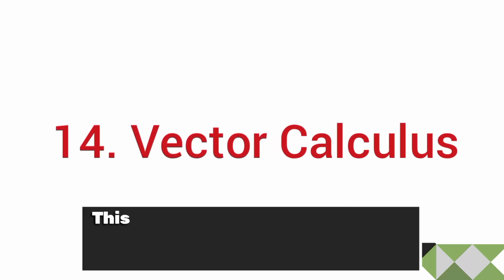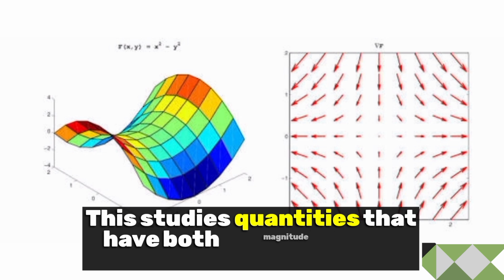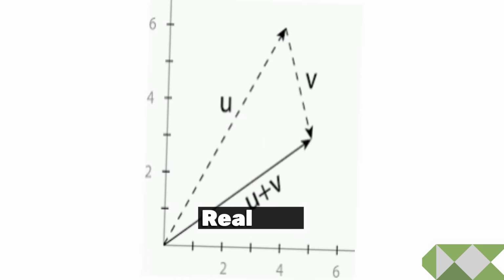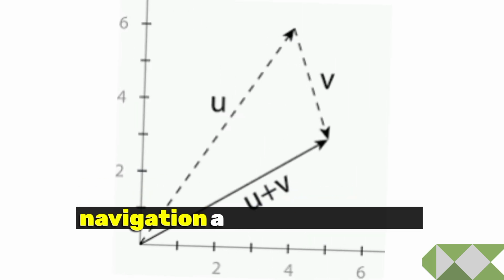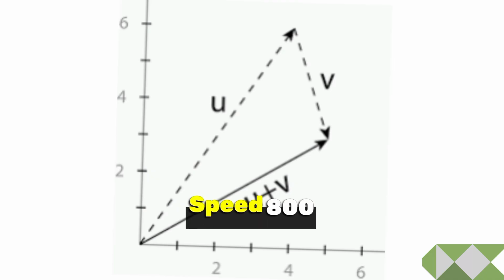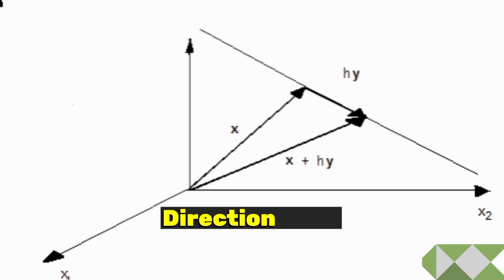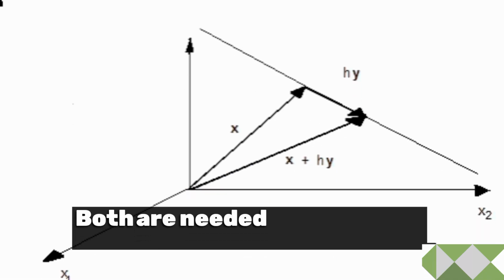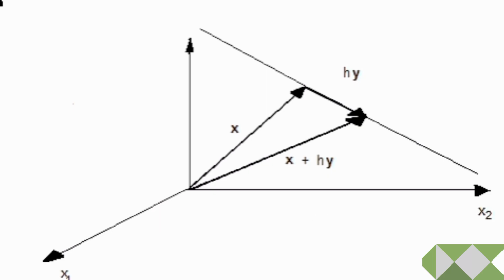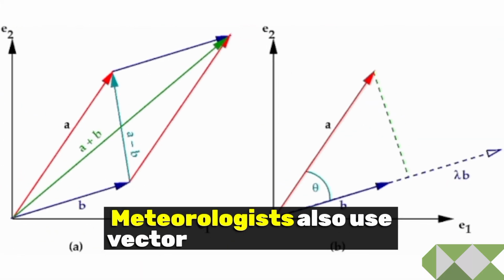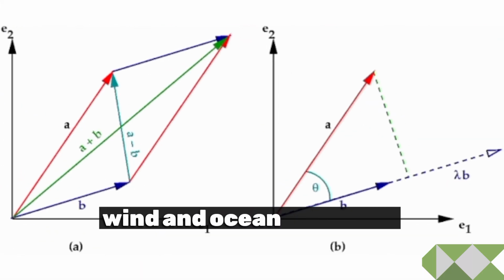Vector calculus. This studies quantities that have both magnitude and direction. Real-life example: airplane navigation. A pilot must know speed, 800 kilometers per hour, and direction, east. Both are needed to determine the aircraft's motion. Meteorologists also use vector calculus to study wind and ocean currents.